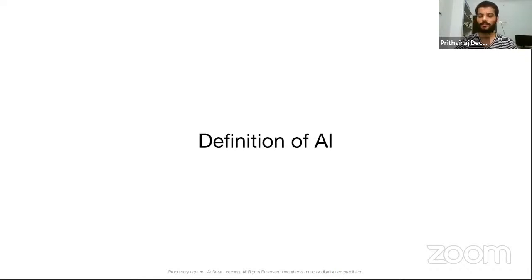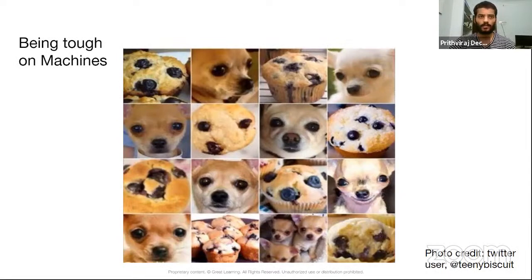Even something as simple as identifying a dog. Now, if you can look at this picture, you see pictures of dogs and muffins. Can you tell the difference between the dogs and muffins? Can you identify which of these little boxes have dogs in it and which of the boxes have muffins in it?